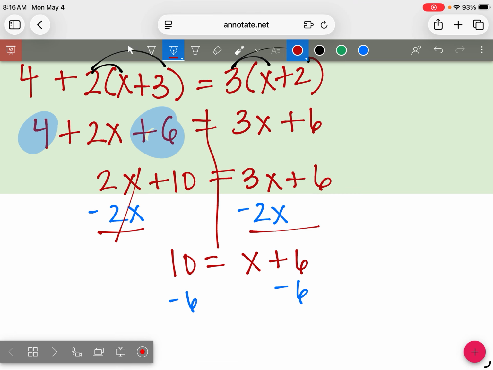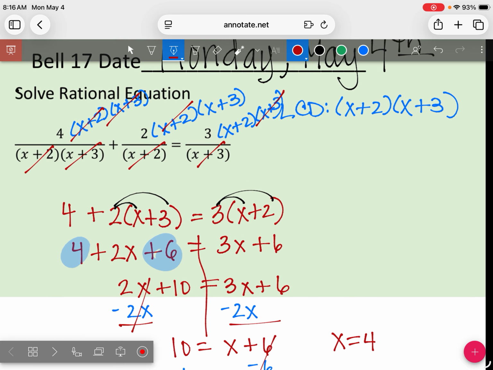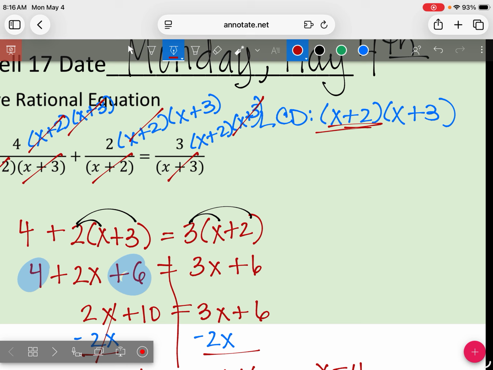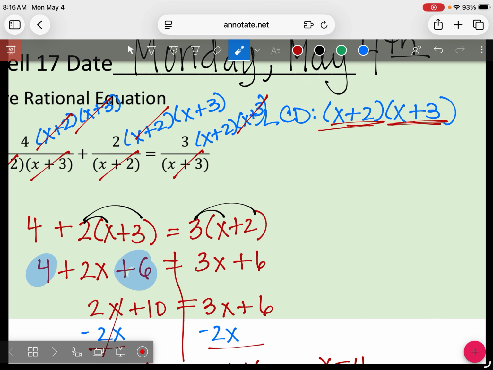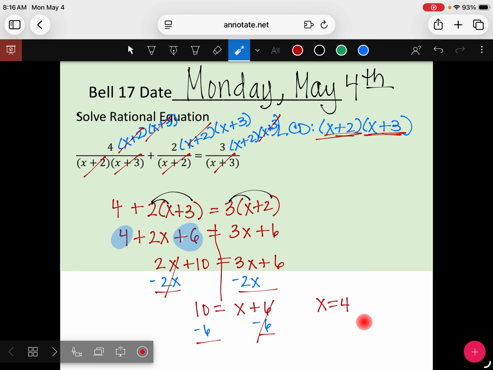All right, anybody get x equals 4 by themselves on their own? Okay, well, that's not too bad. Now we got to make sure, can I use them? If I put a 4 right here, is 4 plus 2 0? What about 4 plus 3? Is that 0? All right, we can use it. Then this is my answer.